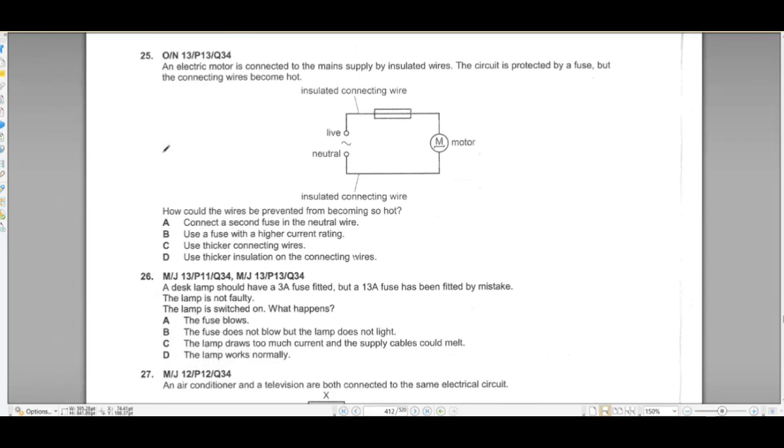Moving on to question number 25. An electric motor is connected to the main supply by insulated wires. The circuit is protected by a fuse, but the connecting wires become hot. How could the wires be prevented from becoming too hot?